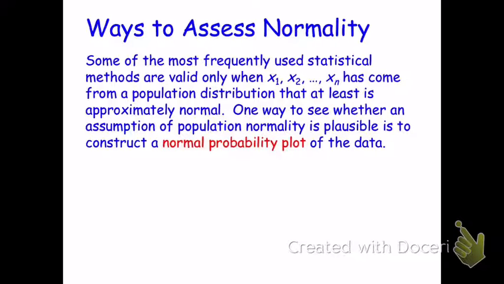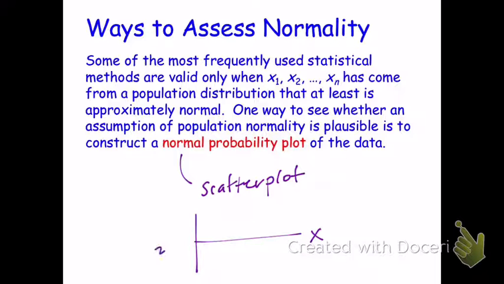Here's my scatter plot. This is my x, and then these are my z-scores on the y value. And we want it to be linear.